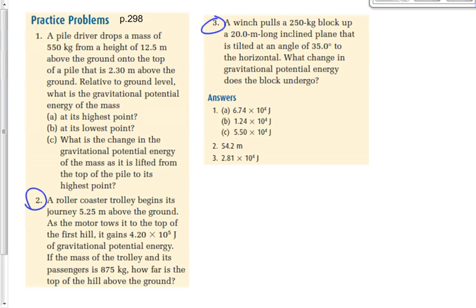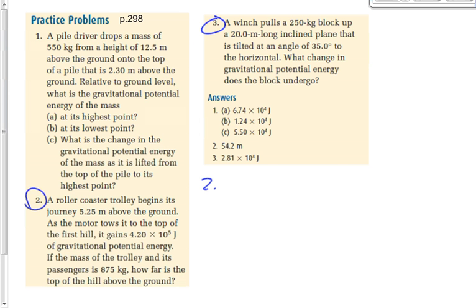Good. All right. Number 2 says a roller coaster trolley begins its journey 5.25 meters above the ground. As the motor tows it to the top of the first hill, it gains that much gravitational potential energy. The mass is 875. We want to know how far from the top of the hill, how far is the top of the hill from the ground? That's a tricky question. Who asked me for that one? That's pretty tricky, isn't it? Kind of the wording of it as much as anything.